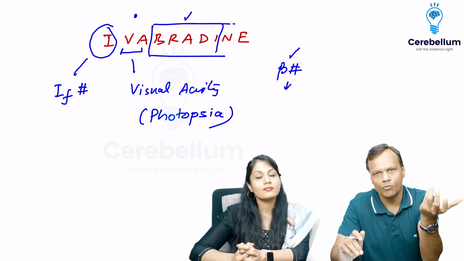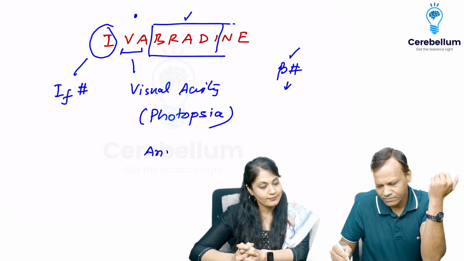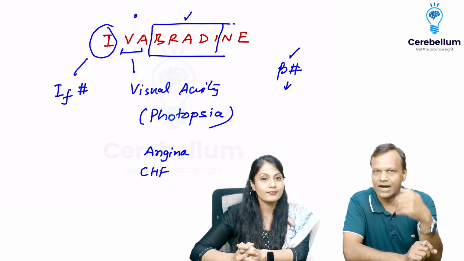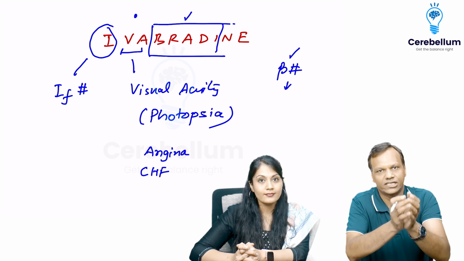And it is approved for two main uses. It is used in angina and also in congestive heart failure. Okay? So that is all regarding pharmacology from the nodal action potential.